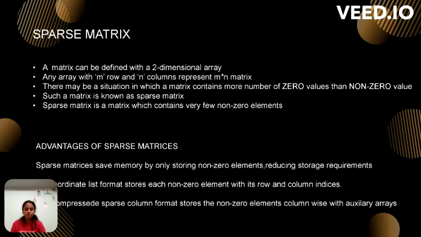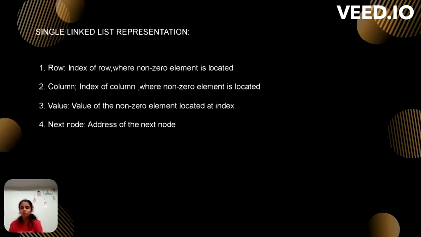In array representation of sparse matrix, row is the index of the row where a non-zero element is located in the matrix. Column is the index of the column where a non-zero element is located in the matrix. Next, the value is the value of the non-zero element that is located at the index, that is, of row and column. Next, we'll move on to singly linked list representation.